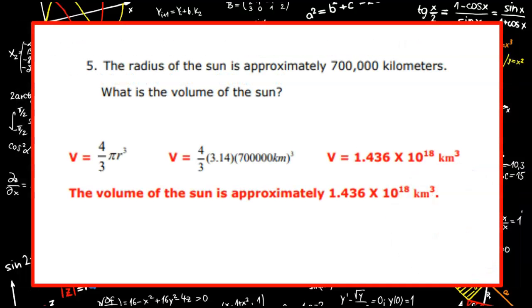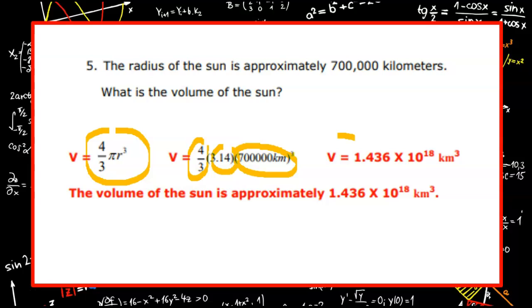All right. So our volume of a sphere formula, again, is 4/3 times pi times radius cubed. So 4/3 times pi. Our radius is 700,000. Plug it into your calculator and you can do that. Now I went ahead and changed this answer to scientific notation because of all of the zeros there.